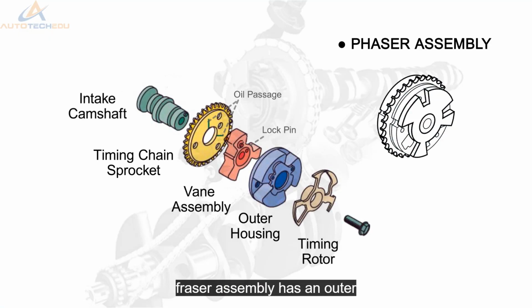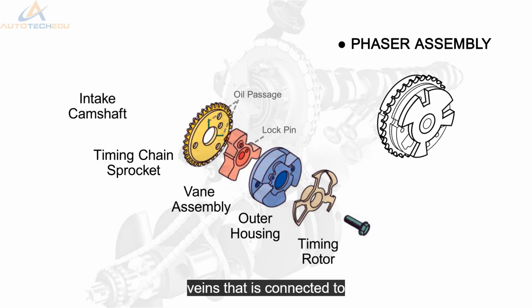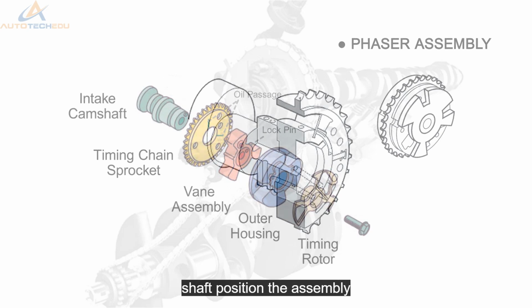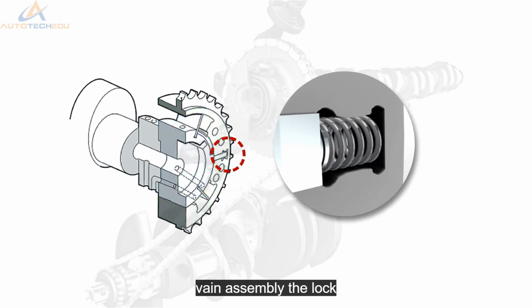The phaser assembly has an outer housing that is driven by an engine timing chain or belt. Inside the assembly is a rotor with fixed vanes that is connected to the camshaft. Oil pressure that is applied to the fixed vanes will rotate the camshaft in relation to the crankshaft position. The assembly also contains a lock pin that prevents movement between the outer housing and the rotor vane assembly. The lock pin must be released by oil pressure before any movement takes place.